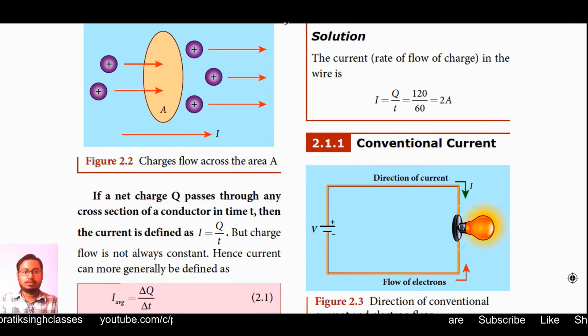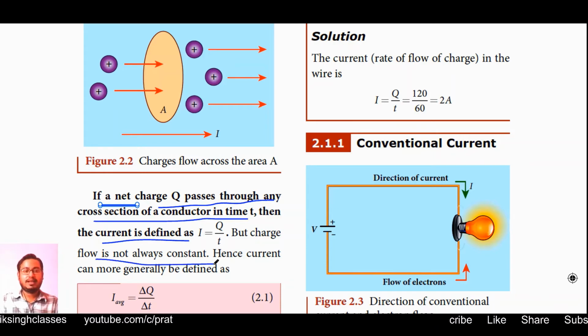Okay, so it is given here in the highlighted point. If a net charge q passes through any cross section of a conductor in time t, then current is defined as I is equal to q by t. But the charge flow is not always constant. At some instant it will be very high, at some instant low, and different at different times. So instead of saying current, we say average current and denote it by I average.